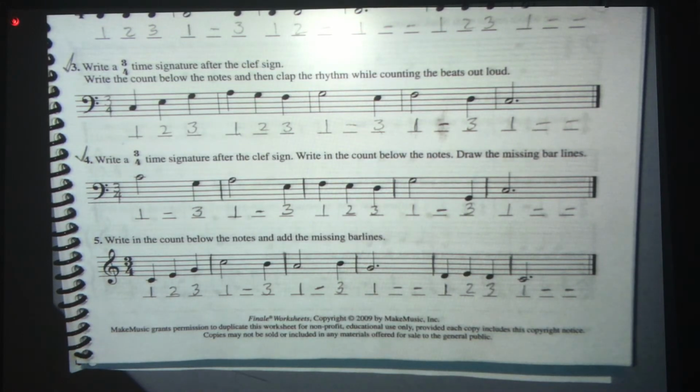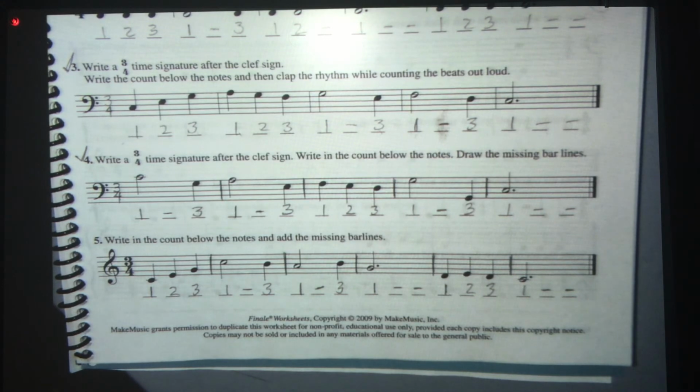Let's see. Clap and count with me. 1 and 2 and 3 and 1 and ready and go. 1 and 2 and 3 and 1 and 2 and 3 and 1 and 2 and 3 and 1 and 2 and 3 and 1 and 2 and 3 and 1 and 2 and 3 and piece of cake. And of course it sounds cool.